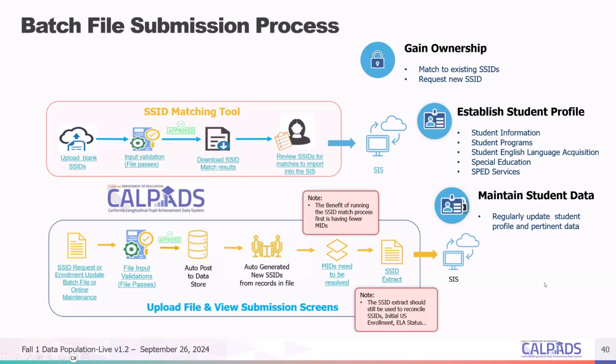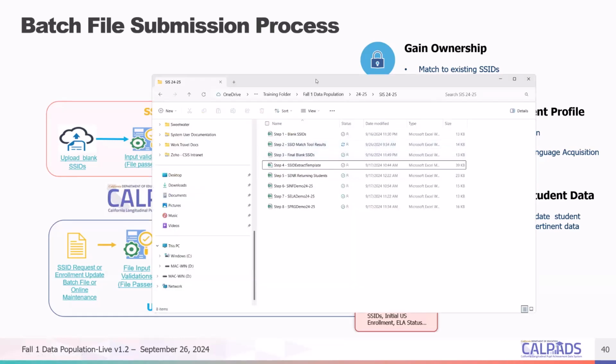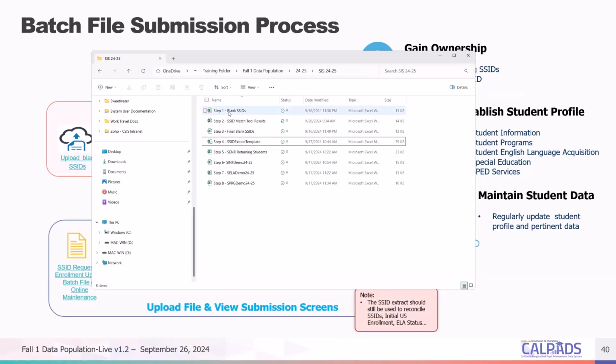So the goal with submitting the SSID first is to gain ownership of the student. Right now I have this file. So I first have my blank SSIDs. Are you guys able to see this area here? So I first have my blank SSIDs. That's step one. You're wondering how come you only have a blank SSID.